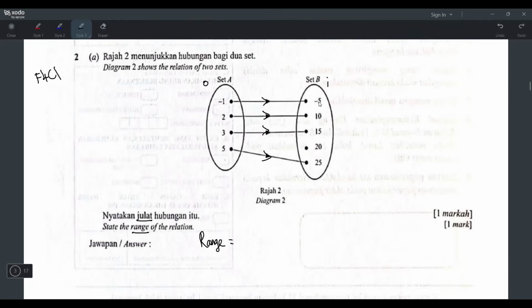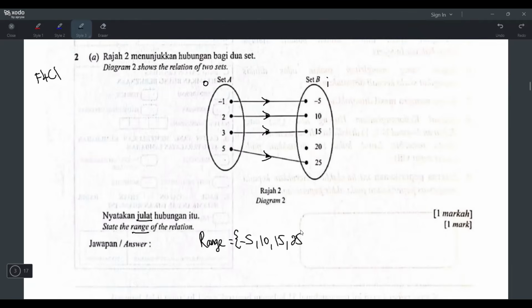And then the codomain will be all these numbers right here, all of it, including 20, the codomain lah. But when you write range, you will only write those images that are connected by the line. So it will be negative 5, 10, 15, not 20, because there's no line connected to 20, and then 25, right? And students always forget to put the curly bracket.